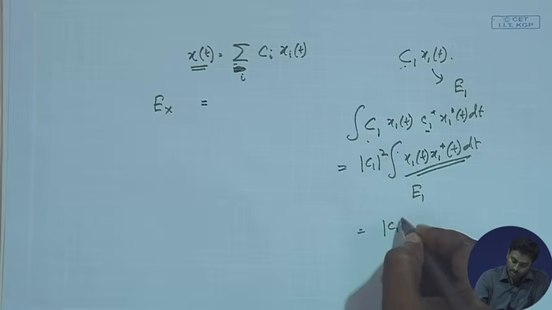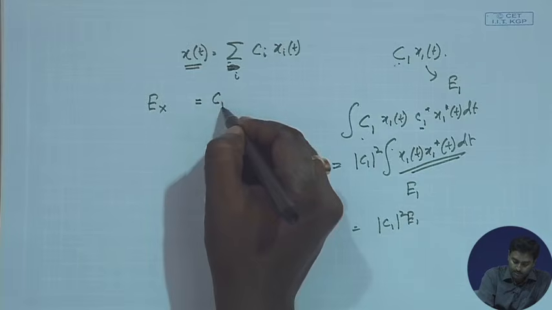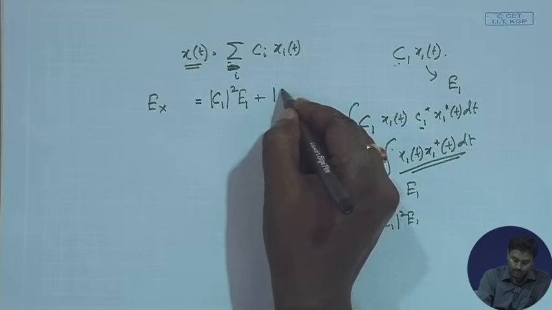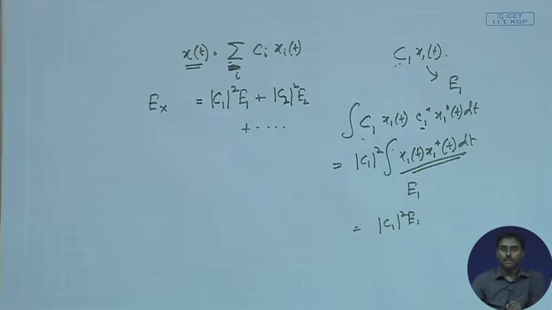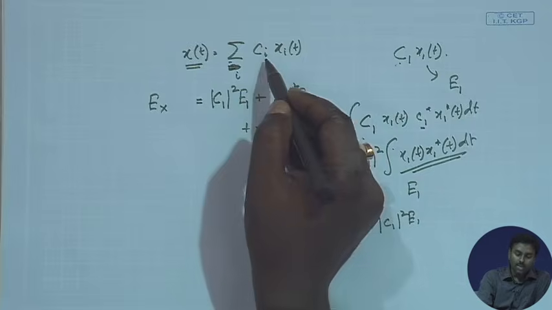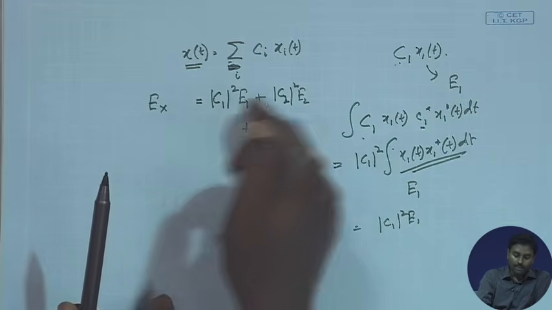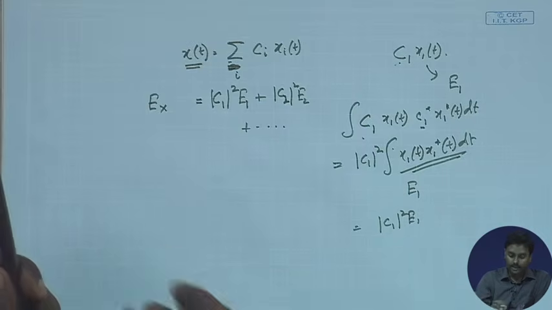So, it should be mod C1 square E1. That is the first term. The first term gives me the first energy component, and similarly all other energy components. So, there will be mod C2 square E2 plus dot dot dot up to as many i's as there are. All cross components, because the signals are orthogonal to each other, will just vanish. So, as long as I can represent a signal with respect to constituent orthogonal signals and their linear combination, and I know all those coefficients, I can always evaluate the energy of the original signal. This is what was targeted, and I can do that.